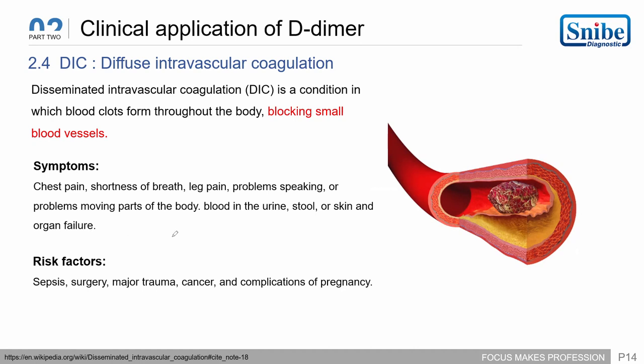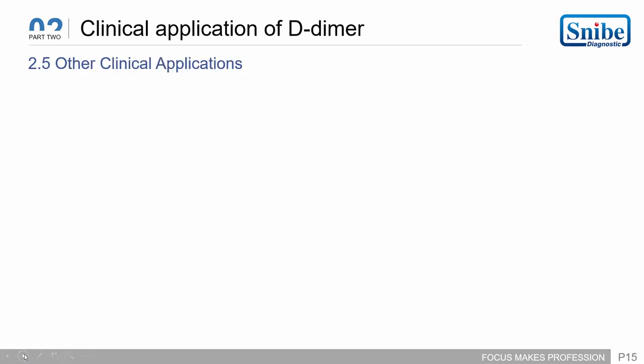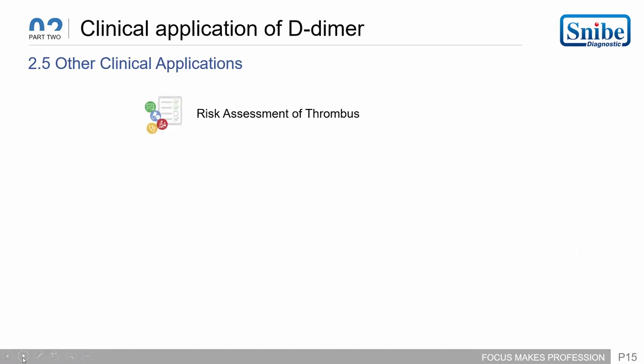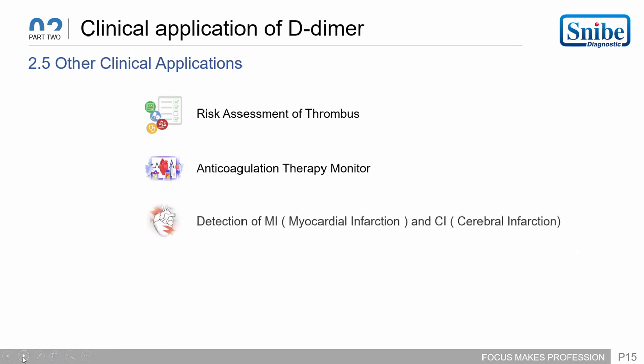If we talk about the risk factors, sepsis, surgery, trauma, carcinoma, and pregnancy complications are high risk factors for this disseminated intravascular coagulation. In other clinical applications, risk assessment for thrombus, anticoagulation therapy monitoring, and the detection of myocardial infarction and cerebral infarction are important, along with the auxiliary diagnosis of cancers.